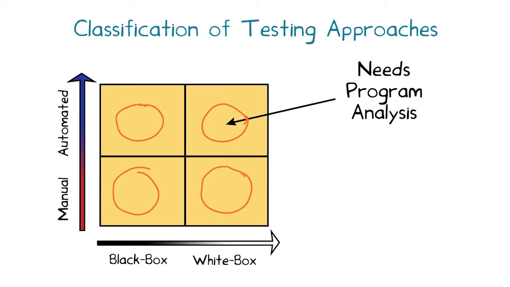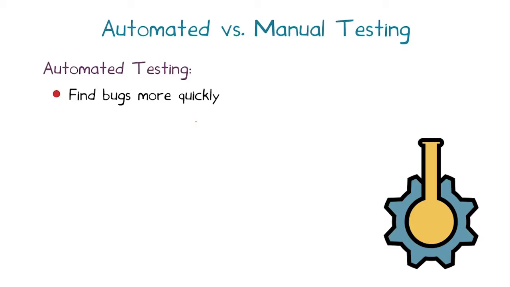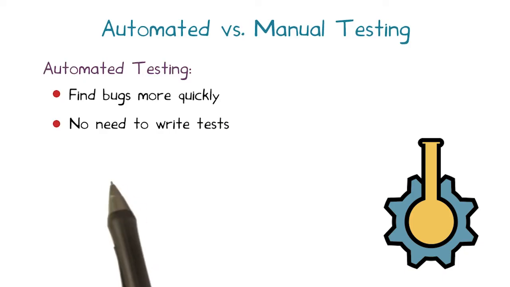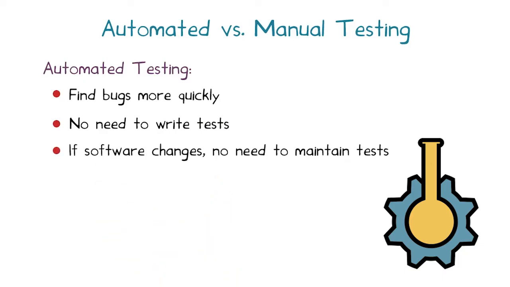Now let's look at pros and cons of different approaches along each of these two dimensions. One of the advantages of automated testing over manual testing is that we can potentially spot bugs more quickly through the speed advantage of a computer over a human in issuing inputs and checking outputs. Additionally, there is no need to write tests. They are generated by the computer itself. Moreover, if the software changes, there is no need to update the tests by hand, as the computer will generate new tests relevant to the updated software.